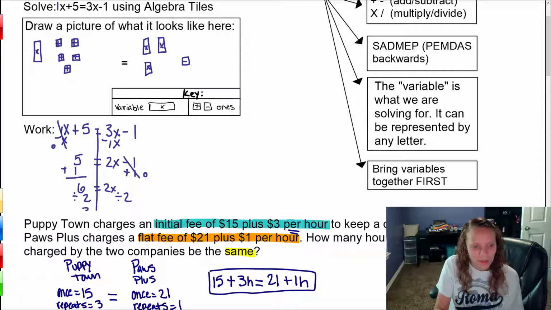6 divided by 2 is 3. 2 divided by 2 cancels out to 1, but that x is still there. So that would be equal to 1x or just x.